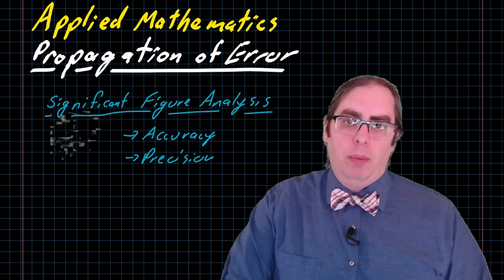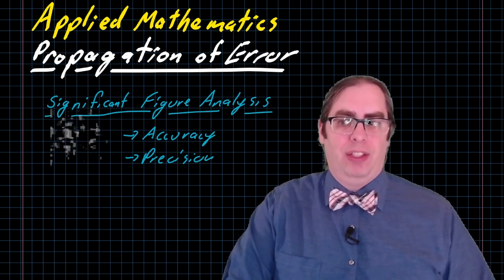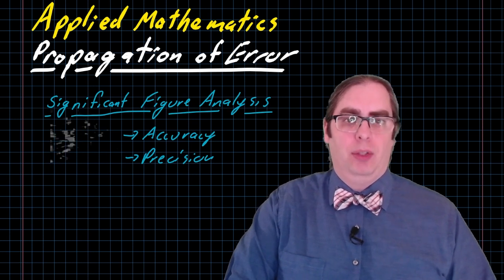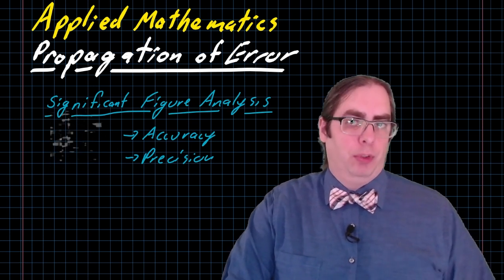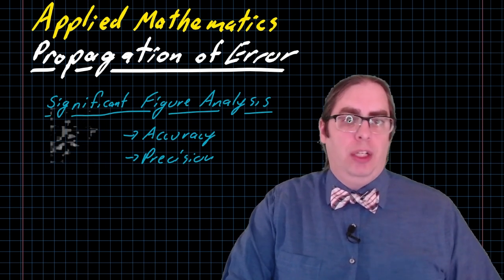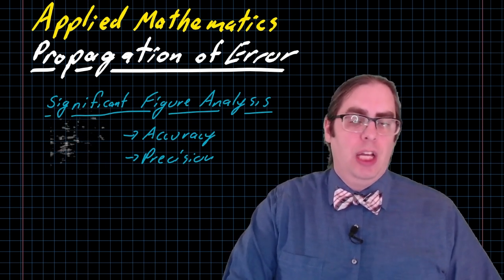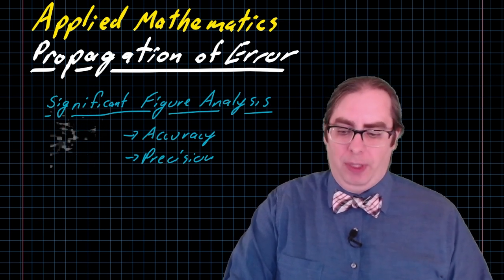In this video, I want to talk about what happens if you have a calculation involving several approximate values. How do you determine the accuracy and the precision of the resulting value based on the accuracy and precision of the measurements that went into the calculation in the first place?